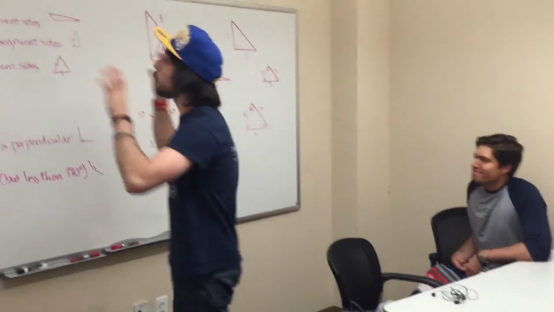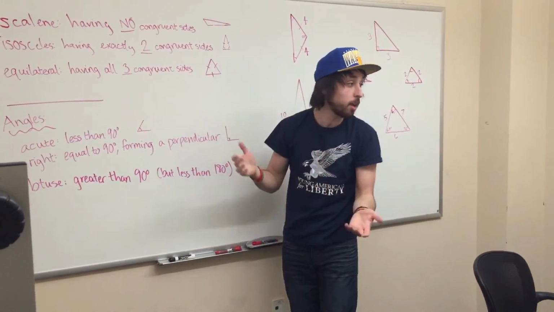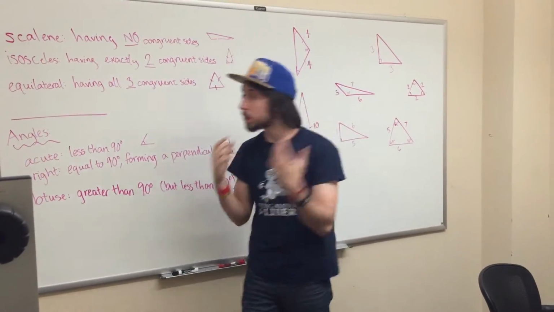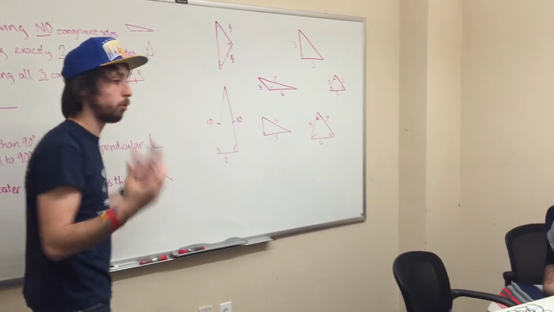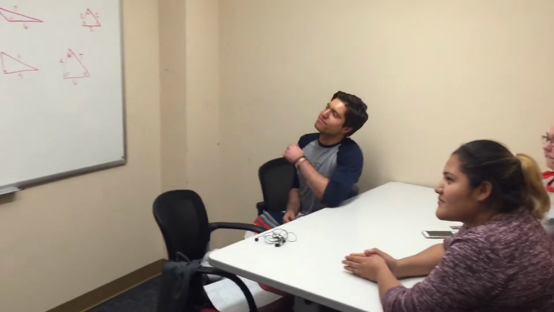So these are the types. We're going to review three types of triangles and also three angles that can be applied to those triangles. Have you guys ever heard of a scalene triangle? No. So a scalene triangle has no congruent sides. What does congruent mean? That just means they have the same length. So there are no sides of the same length.